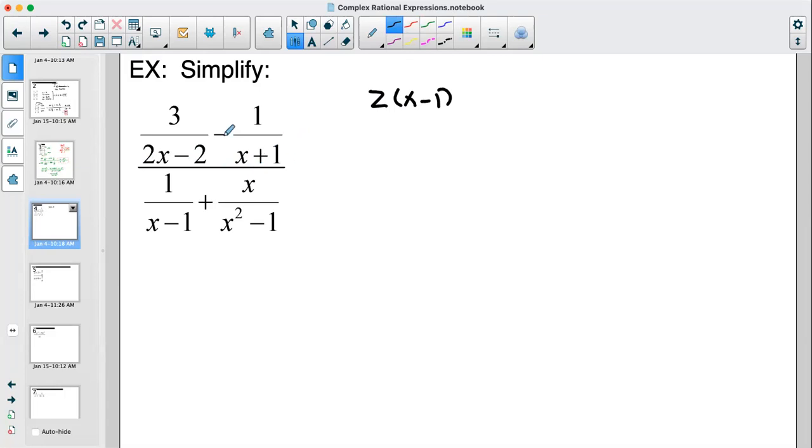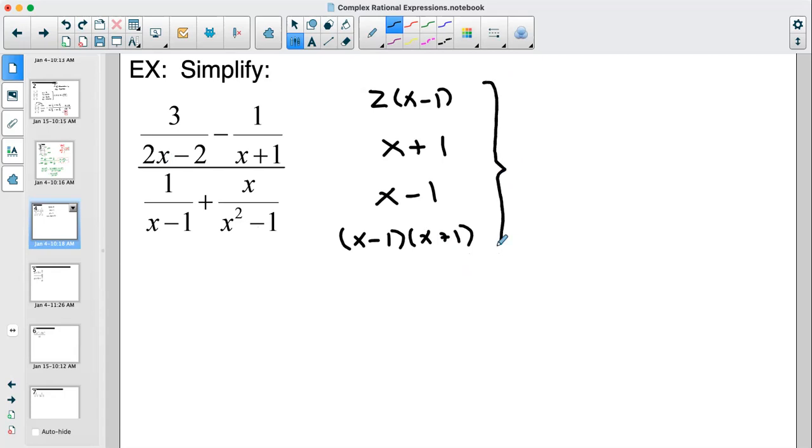So the denominator of this one is 2x minus 2, which is 2 times x minus 1. The denominator of this fraction cannot be factored. It is just x plus 1. The denominator of this third fraction cannot be factored. It is just x minus 1. And the denominator of the last one is x squared minus 1, which hopefully you recognize as the difference of squares. It is this. So these are my 4 denominators, and I've written them here factored.